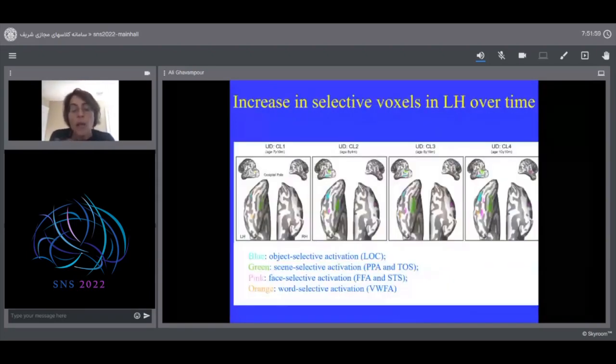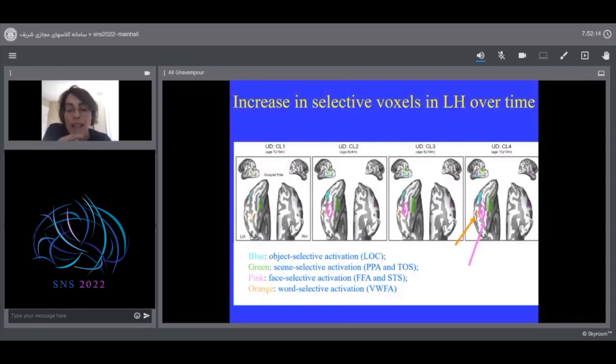Okay, so this is one of the 2 patients. This, in fact, is patient UD. We scanned him over these 4 different sessions. Next, please. And I will just show you with these arrows that face activation in his single left hemisphere increased over development, and we also see an emerging close-by word activation that is also emerging over development.